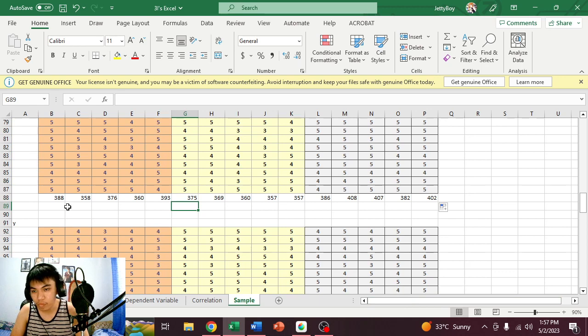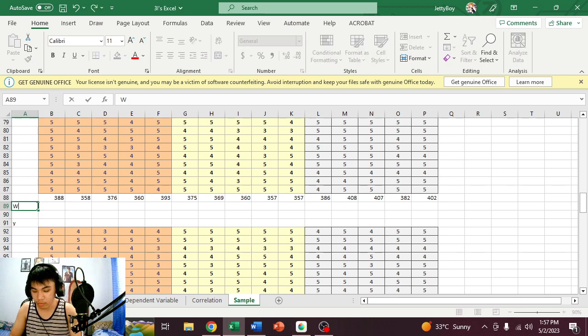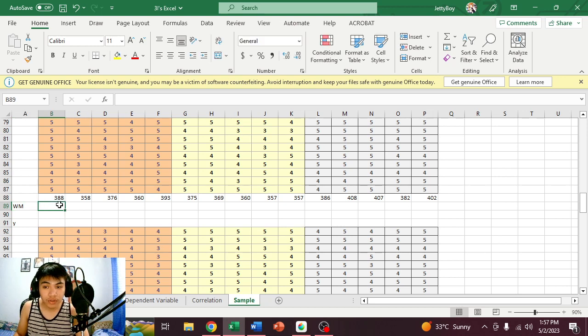Now, to get the weighted mean, you have to multiply, actually divide, the summation of the number of responses by the number of your respondents.